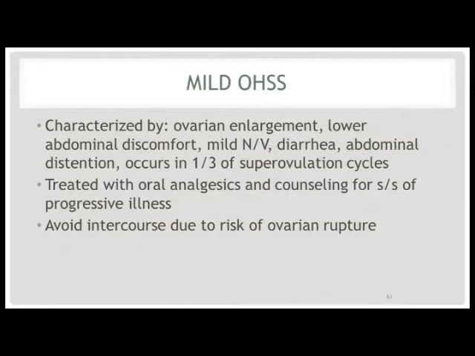They get diarrhea. They're going to be distended. And again, they may have fluid in their abdomen, so they may have ascites. And mild OHSS, where they just feel kind of crummy, occurs in about 1/3 of cycles, okay? You can treat them with oral pain medicines, and you counsel them.